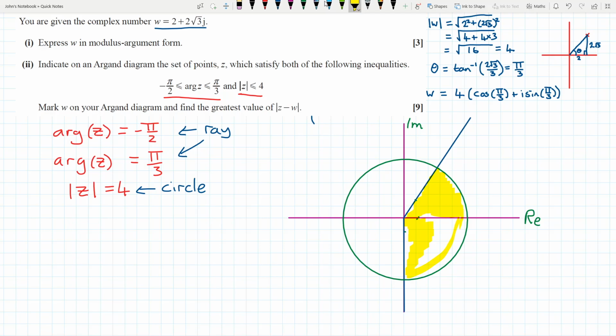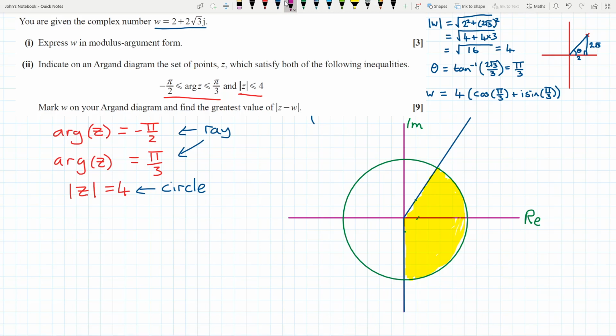It's going to be up here. Do a bit of colouring in. You, of course, in an exam would do a light shading in this circumstance. Okay, so I'm quite happy with that. That is going to be the set of points Z, which satisfy both of those inequalities, the shaded region on the diagram. Right, now we've got to mark W on our Argand diagram.